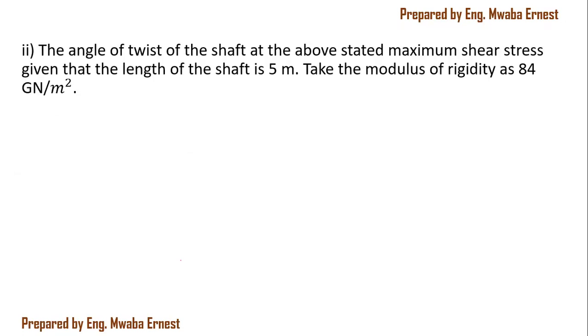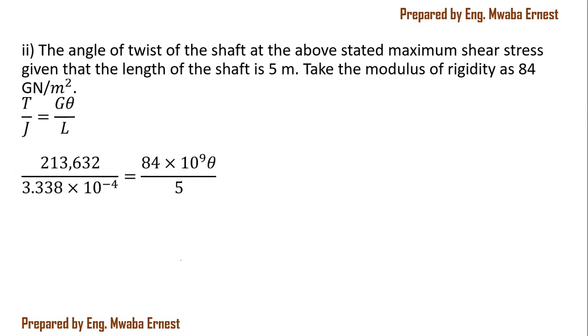Part 2, we're looking for the twist angle under those conditions. So we invoke T over J is equal to G theta over L. And we substitute. Our T is 213,632 over J, which is 3.338 times 10 power negative 4, equals, on top, our G, which is 84 by 10 power 9, times theta, which we don't know, divided by the length of this whole member, which is 5 meters, so that's over 5. Our theta, the answer is here.